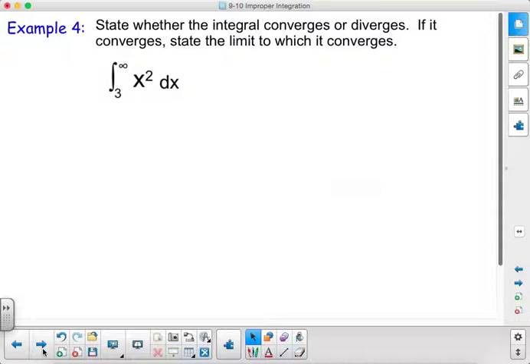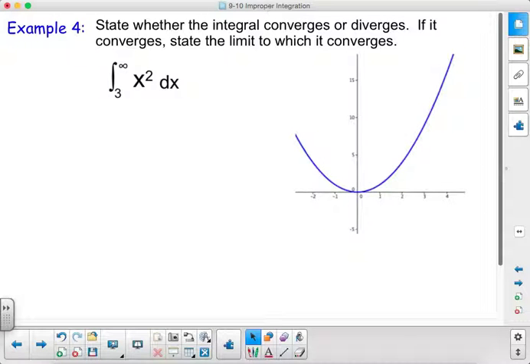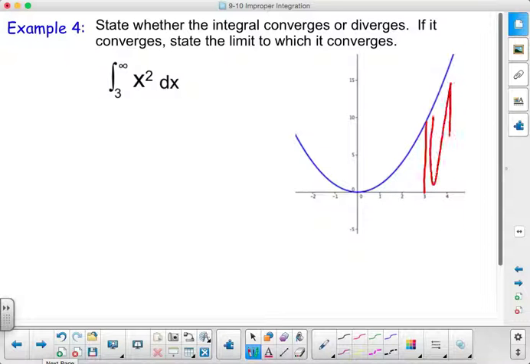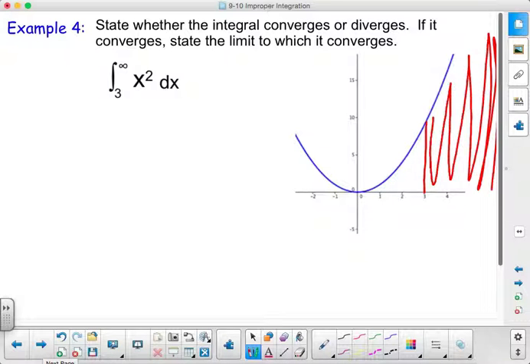Now, before you even do this, make some guesses here. What do you think? Do you have an infinite amount of area? Is it going to diverge, or do you think you're going to have a finite amount of area here? So what would the graph of this look like? This could be a parabola, and I want to look at what side of the parabola. Right side. So I'm looking at, say, from 3 all the way to infinity.